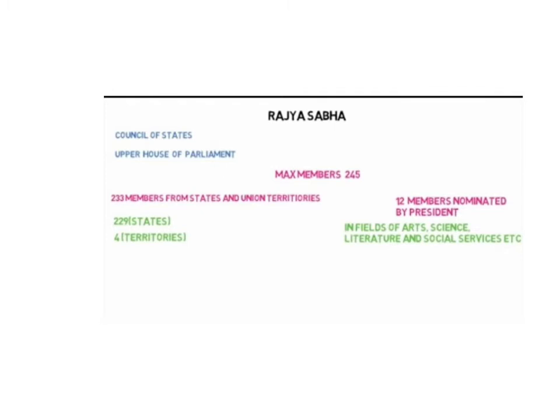And this is the Rajya Sabha. It is also called the Upper House of the Parliament or Council of States. It has 245 members, 233 members are from states and others are from union territories. 12 members are nominated by the President in the fields of arts, science, literature and social services.